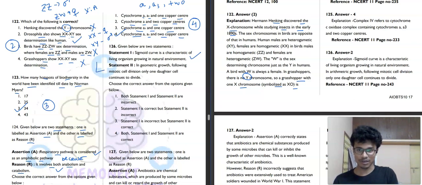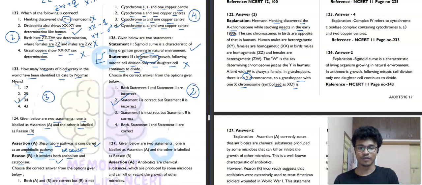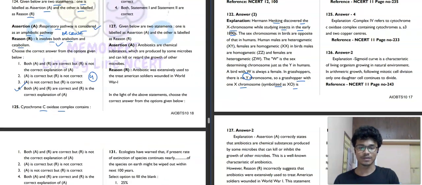Now we know that the sigmoid curve is like this kind of curve, and this is the characteristic of a living organism growing in a natural environment. The second statement says that in geometric growth following mitotic cell division, only one daughter cell continues to divide. This statement is incorrect because this doesn't occur in geometric growth. It actually occurs in arithmetic growth. So the first statement is correct, the second statement is incorrect. That's why the second option will be our correct answer for this question. Moving toward the next question, 127.